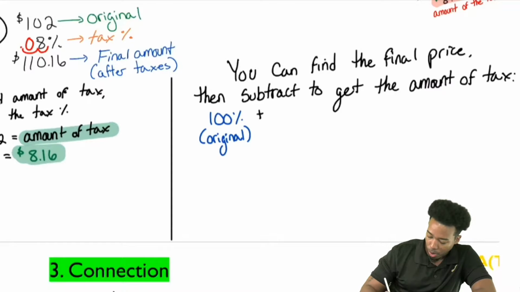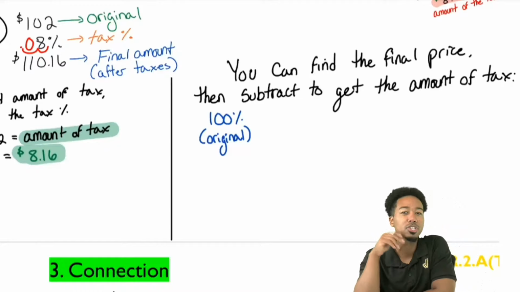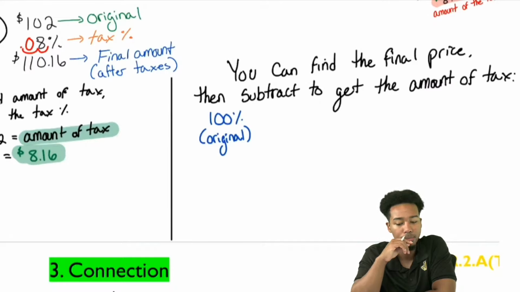Everybody, what was the number, the percent that we're applying again? 8. Now let's remind ourselves, when you're applying a tax, are you going to be adding that 8% on or subtracting 8% from that original amount? And give me a solid reason why.